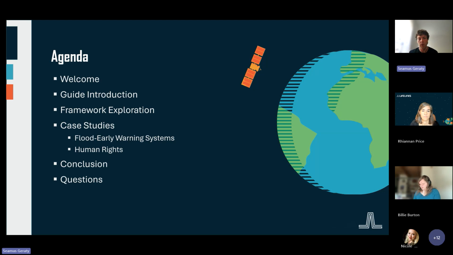The first one being the framework exploration, which is the core component of the guide, and then I'll pass it over to a couple of the fellows to speak to some case studies applying that framework and the guide to flood early warning systems, human rights, and then we'll conclude with a bit of a discussion and some involvement from the audience at the end.